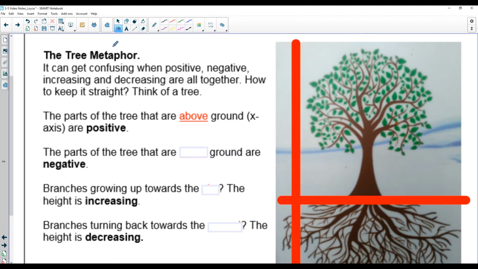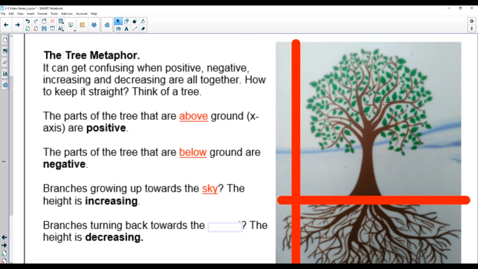We see it. It brings beauty to our lives, and it's a positive thing. Anything that is below the ground or below that x-axis would be considered negative because it's down underground with all the dirt and the bugs, and it's gross. All right? As for increasing, well, this thing is increasing as it grows up towards the sky.